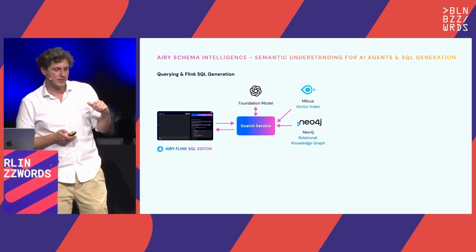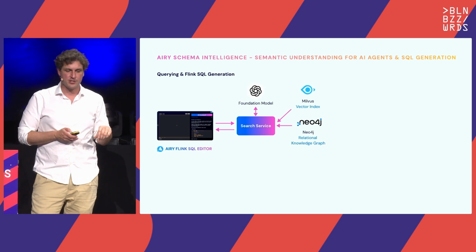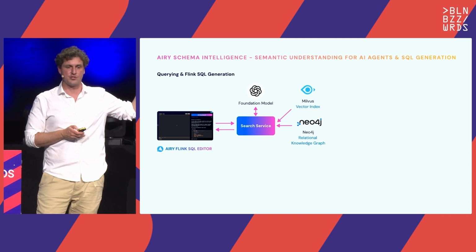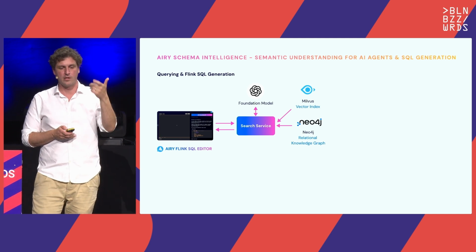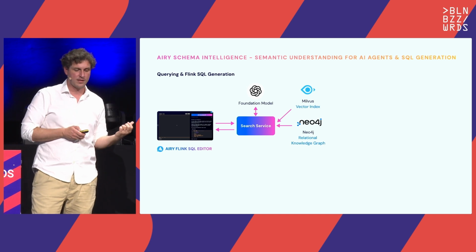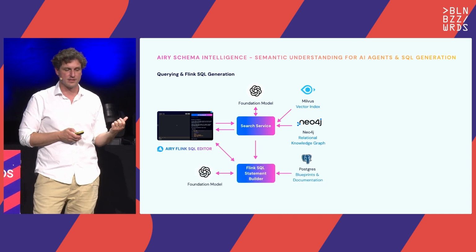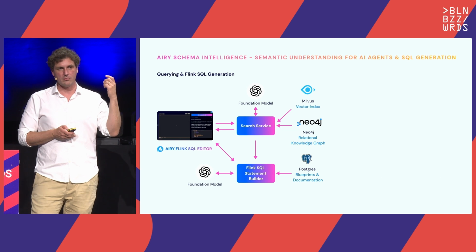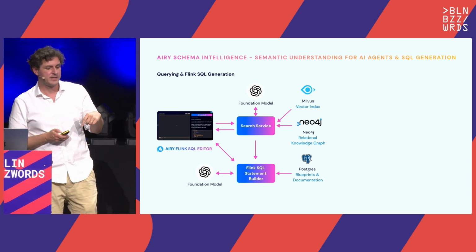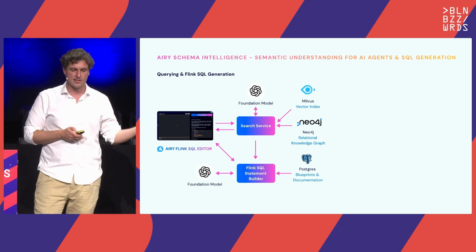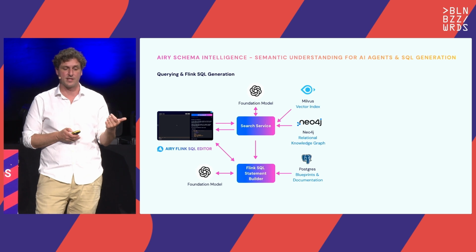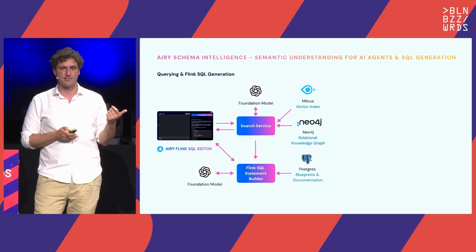How the data is used then on the querying and Flink SQL generation side is we have a search service that talks to a foundation model, in this case to generate the embeddings. We look into the vector index, we look into the relational knowledge graph. We give back via the search service the relevant hits to the, in this case, SQL editor that will start building the SQL statement. Obviously, it's connected to a foundation model, and we have our blueprints and additional documentation stored in a Postgres database.